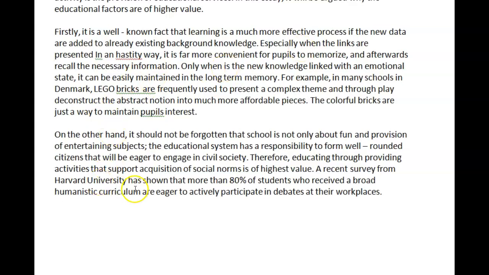Like, what does this mean? This is very vague. Look at this: "Educating through providing activities that support acquisition of social norms is of highest value." Oh, really? Like, what do you mean? You talk about a humanistic curriculum, but you never go into any details about that. So I felt like this paragraph was weakened because of that.